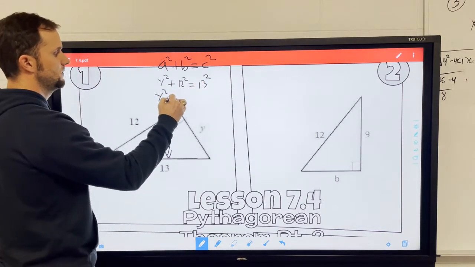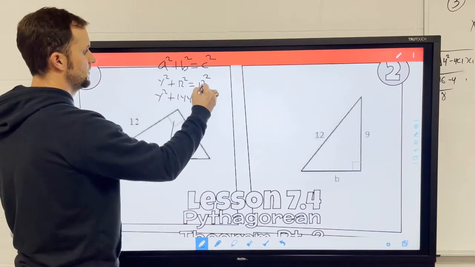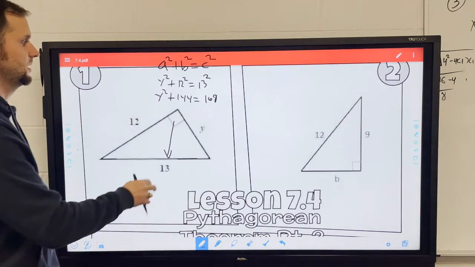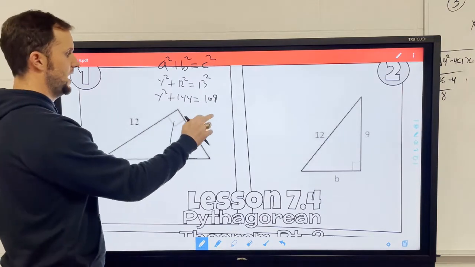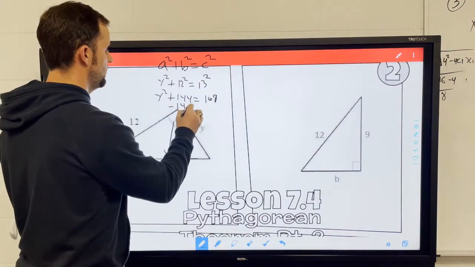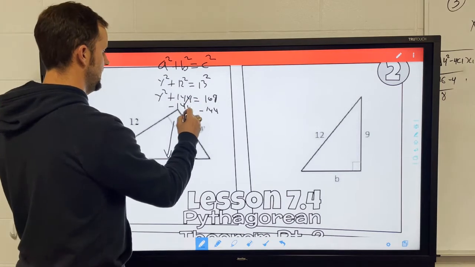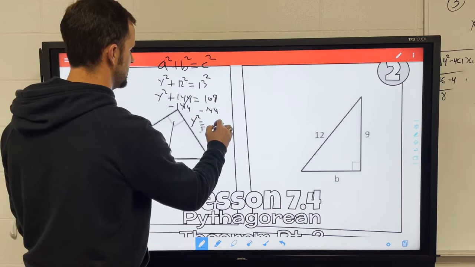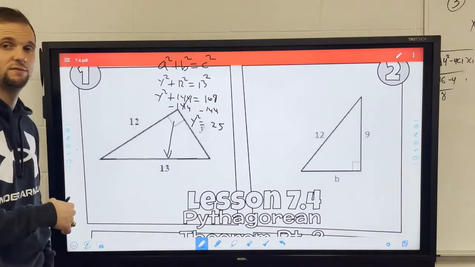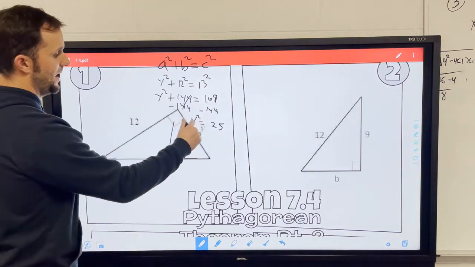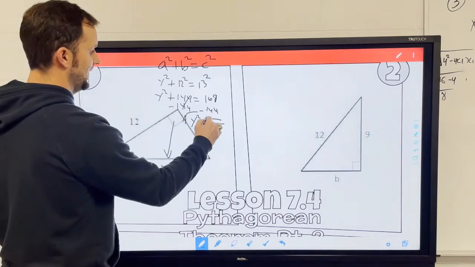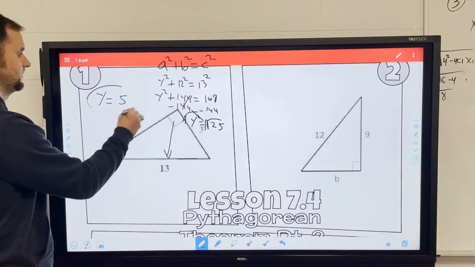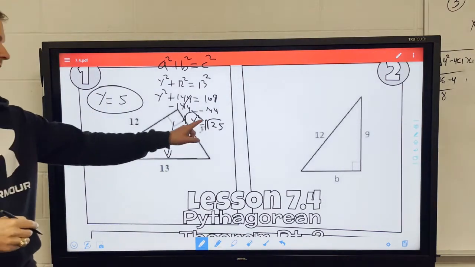So 12 times 12 is going to be 144. 13 times 13 is going to be 169. Now I'm going to get y squared by itself by subtraction. When I subtract 144 on both sides, that cancels, so y squared equals, that's going to give me 5, then 2, which gives me 25. Now, in order to get rid of the squared, I'm going to take the square root of both sides, because I have to get the y by itself. So y is going to be equal to 5. The square root of 25 gave me 5.